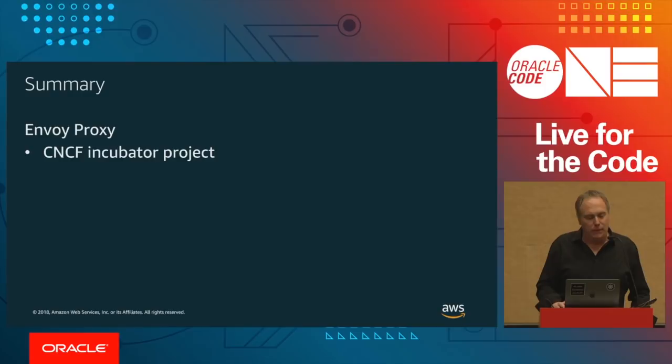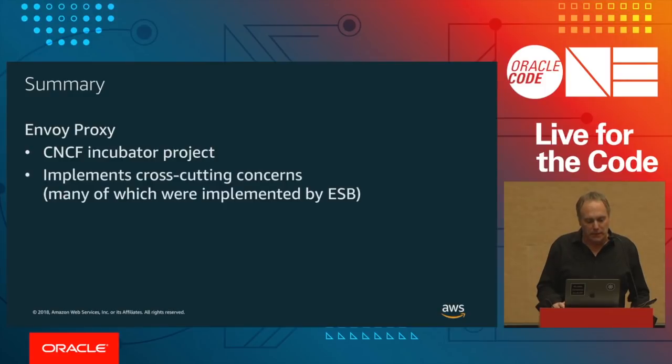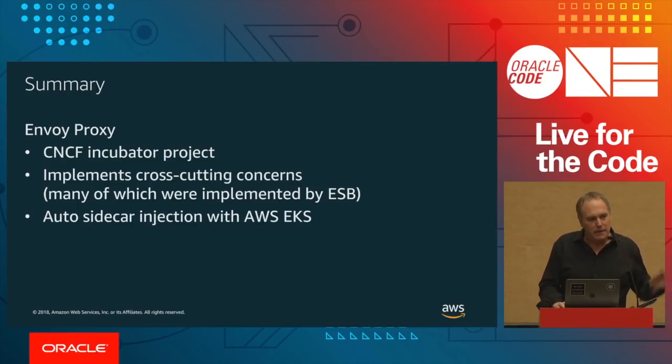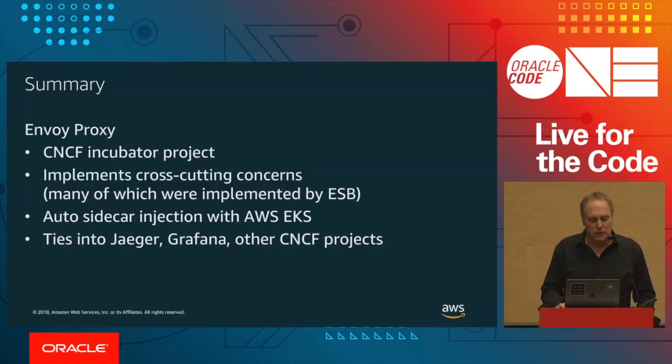And the Envoy proxy, super interesting project. It implements those cross-cutting concerns that we know from the service bus. I'm not saying it's a drop-in one-to-one replacement, but this is kind of how the evolution of the architecture goes. And it nicely ties into those other tools that I didn't show you because of time restriction, that do visualization, Grafana, and other CNCF projects.